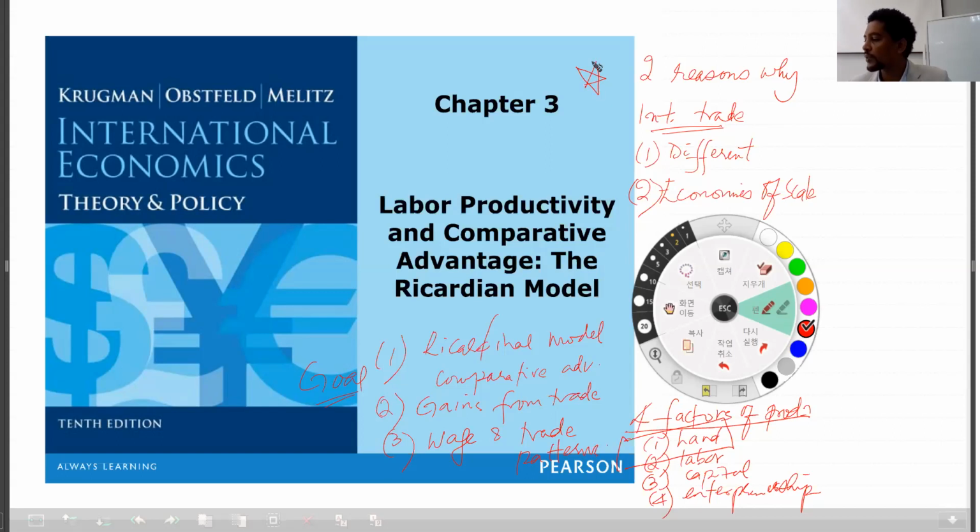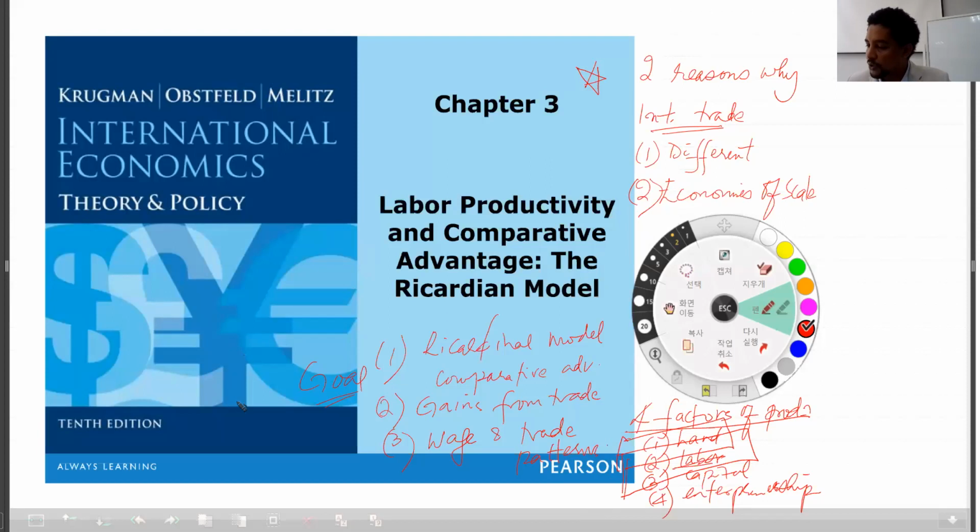And from these four factors of production, we will be talking more about land in this chapter. But we have land, I'm sorry, not land, we'll be talking about labor. So there are four factors of production: land, labor, capital, and entrepreneurship. We will be talking more about labor today.